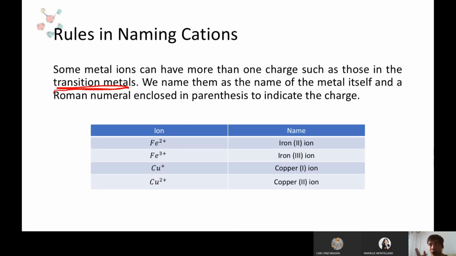Then, second rule, kapag transition metal yan, since it is able to form multiple charges, you can use this method, no? Wherein you get the name of the metal with the charge enclosed in parentheses, no? So, ano yung reason why we have to enclose the charge in parentheses? For you to distinguish kung sino yung charge na to, sino yung charge na yan. Kasi magkaiba sila ng properties.